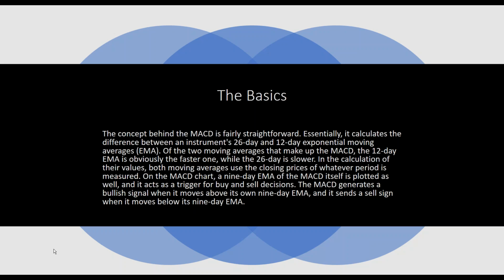Of the two moving averages that make up MACD, the 12-day EMA is the faster one, while the 26-day is slower. But that's only if you're using daily charts. If you're using a 1-hour chart, remember when we talk about a 1-day moving average, it's on the assumption you're using a 1-day time frame. If you're using a 1-hour chart, that 26-day moving average would be 26 time frames, or 26 hours. In the calculation of the values, both moving averages use the closing price of whatever period is being measured.